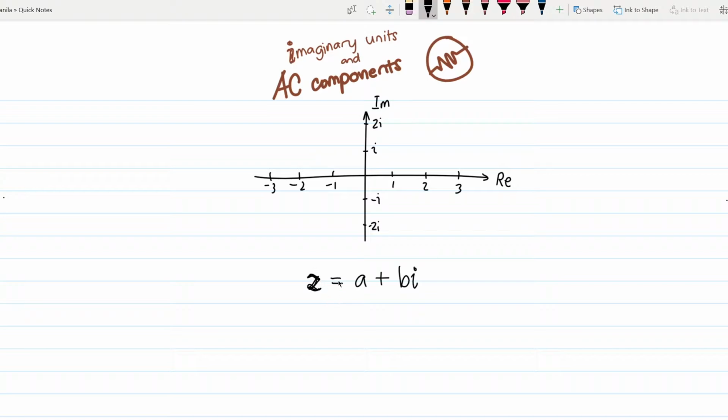Let's make our Z more noticeable. Let's try 2 plus 2i. So how are we going to plot that? Let's look for 2 in the real number line. That's 2. And we're going to look for 2i in the imaginary number line. Wherever their intersection is, you just draw a line from the origin to the intersection point. And that's what you call your phasor.